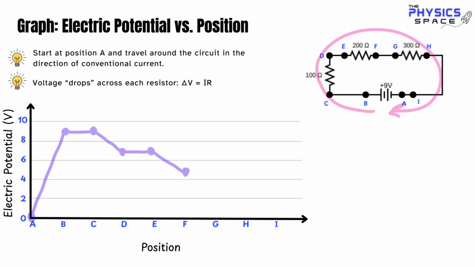And again, we go across a wire from F to G. And now we have a drop across our 300 ohm resistor of 4.5 volts. So from G to H, we have a voltage drop. And H to I, we have a wire again.